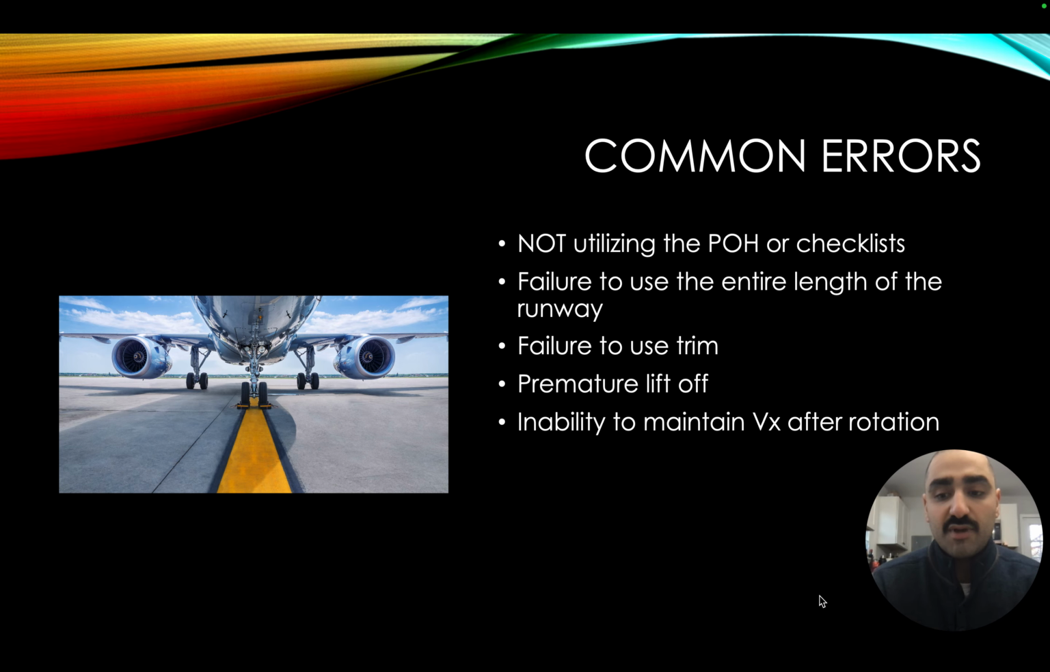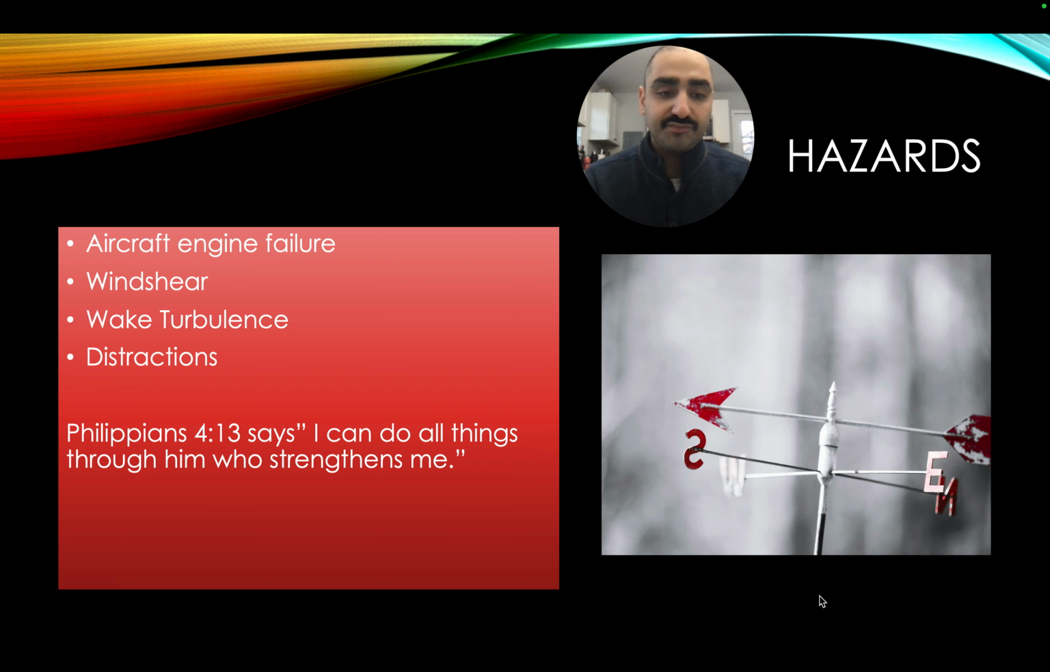Some common errors, people don't use the POH. Every aircraft has a different flap configuration for this takeoff, so you've got to make sure you're checking those. We're not using the whole runway. People pulling up to the 1,000 footers or maybe even 100 feet off the end of the runway. That's not recommended. Also, using trim is very important. You're holding the nose up. It's going to take a lot of strength and power. You don't want to exhaust yourself. Use the trim properly. Another error is a liftoff before VR, which could cause you to slam back onto the runway, and inability to maintain Vx.